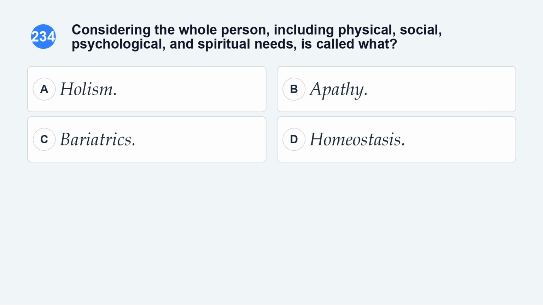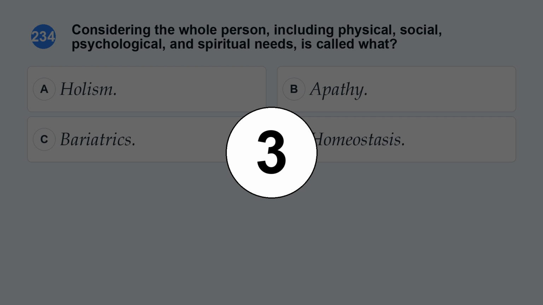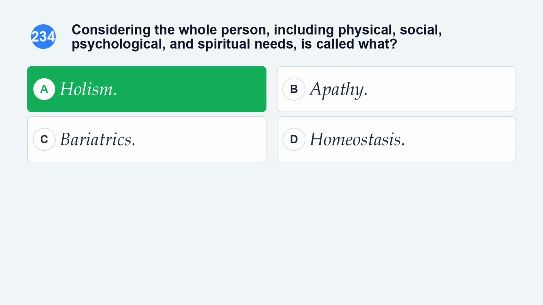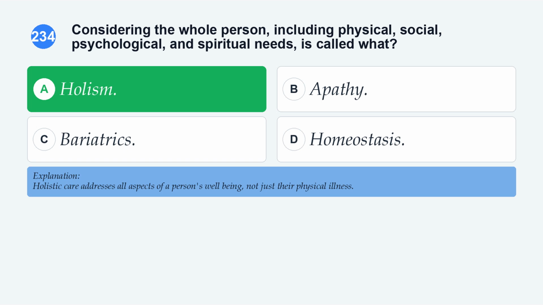Question 234. Considering the whole person, including physical, social, psychological, and spiritual needs, is called what? Option A, holism. Option B, apathy. Option C, bariatrics. Option D, homeostasis. The correct answer is option A, holism. Explanation: holistic care addresses all aspects of a person's well-being, not just their physical illness.